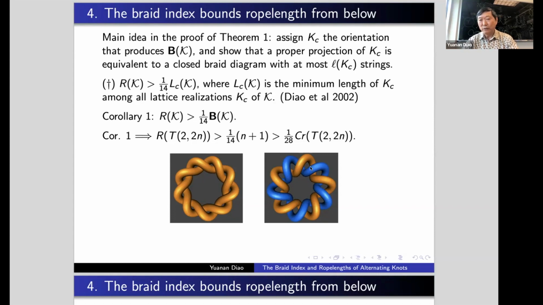So now this would be a very simple proof. Now you can see that for the 2N torus link, its rope length is bounded below by its crossing number. So that would be a proof using the braid index as the middle bridge.